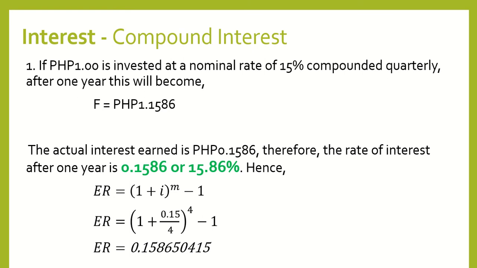So for our final question, we have to get the actual or the effective rate of interest. Since we're calculating just 1 year, this is the exact interest, or the effective interest, in 1 year. When you convert that to percentage, that's 15.86%. Remember that 0.1586 is not equal to 15.86%. We just converted 0.1586 to percentage by multiplying it by 100%.